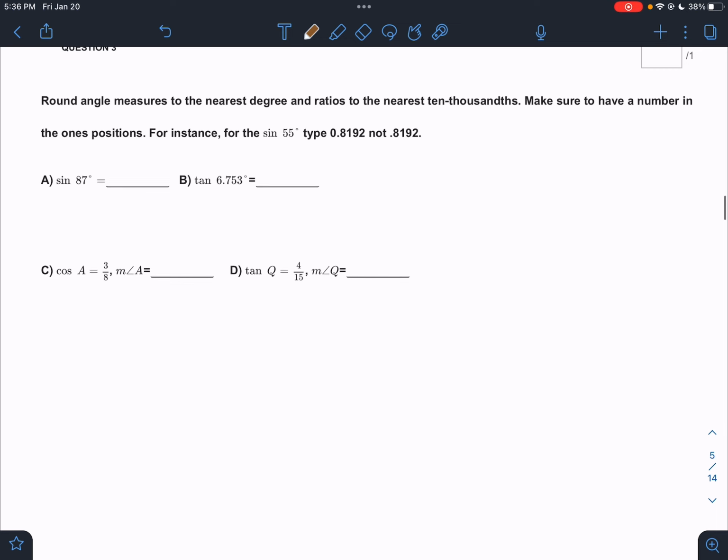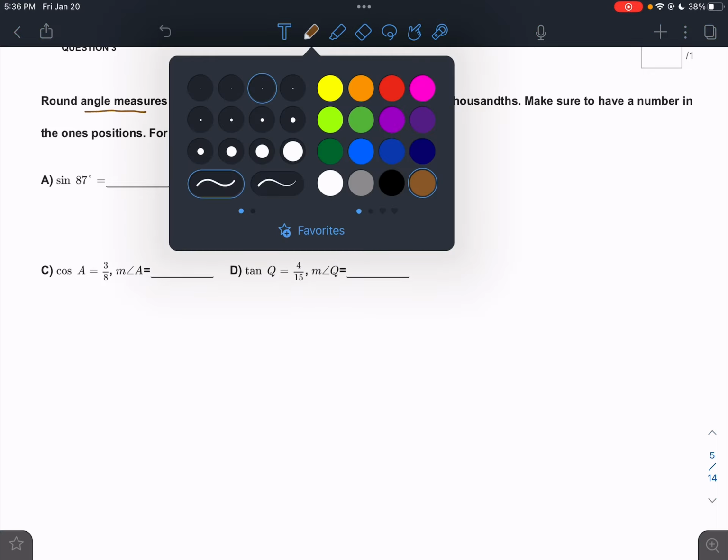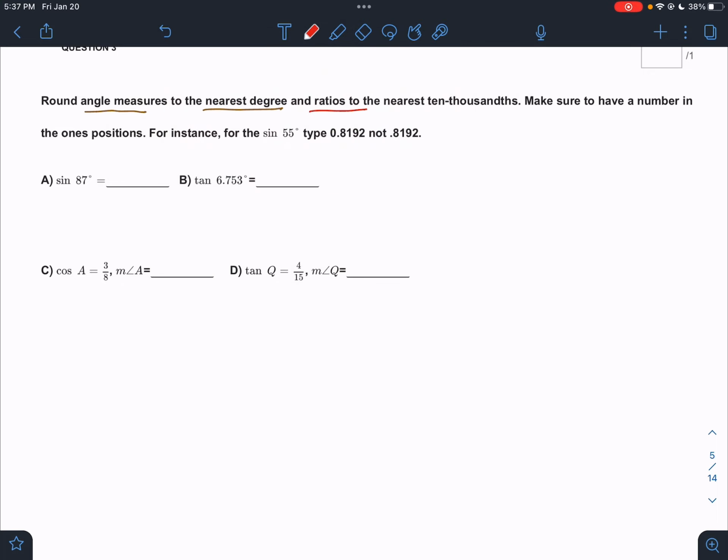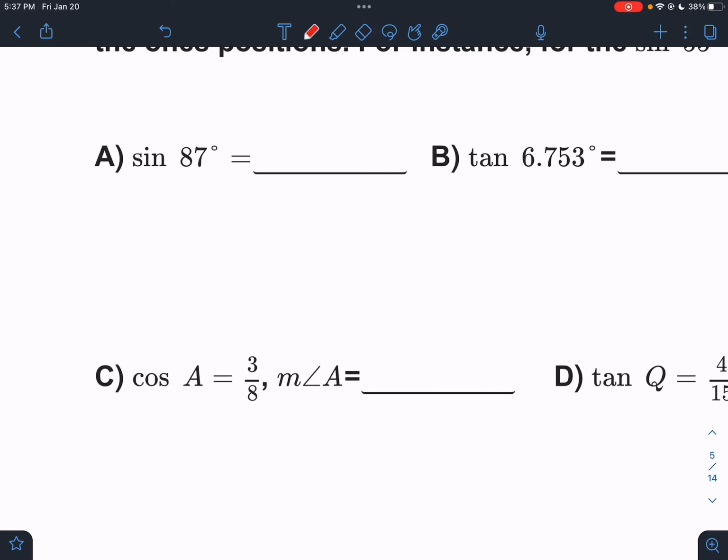All right, you'll have questions very much like this. It says round angle measures to the nearest degree, round ratios to the nearest 10,000ths. So sine 87, I type in sine 87. That is a ratio. Remember, it gives me a ratio. Sine of an angle is opposite over hypotenuse. So when I type in sine 87, they're giving me the opposite divided by the hypotenuse.